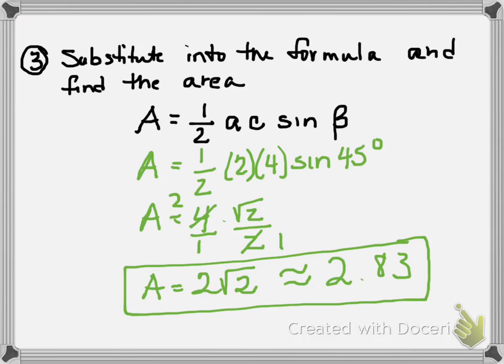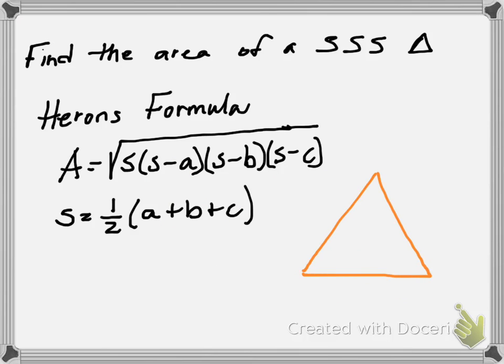All right, moving on to my next problem, which is going to be problem number 11. Now we're going to find the area of a side triangle. To find the area of a side triangle, we use Heron's formula.